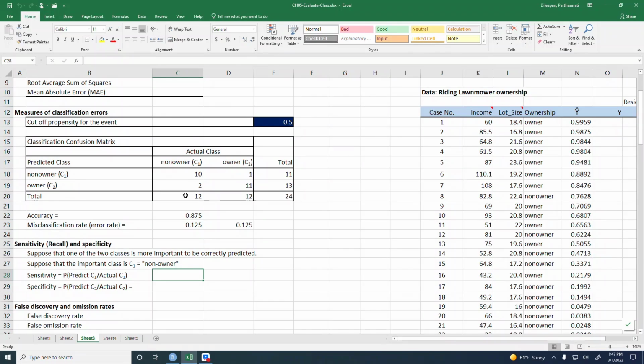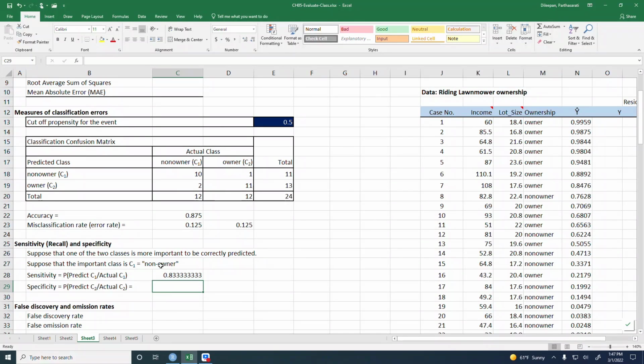How successful are we? In the data set, there's a group of positive classes. How many of them are we accurately predicting as positive classes? Of course, we want to express that as a proportion. So here are the non-owners. There are 12 non-owners. Out of that, we have correctly predicted 10 of them as non-owners, as C sub 1. So that is called sensitivity, and this is a very important measure.